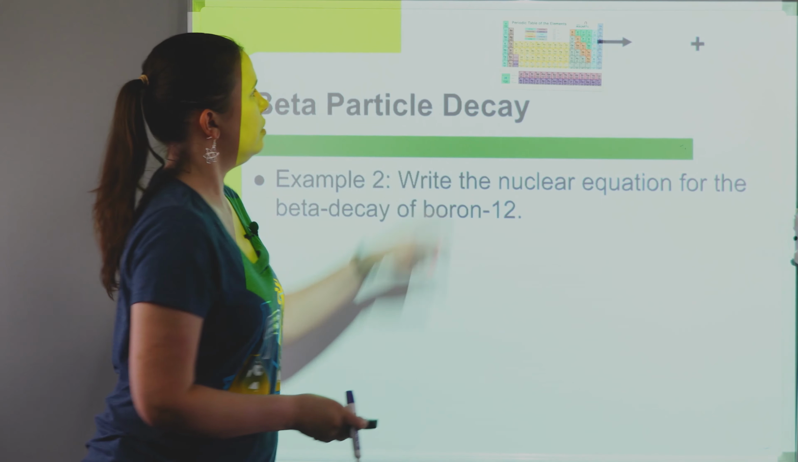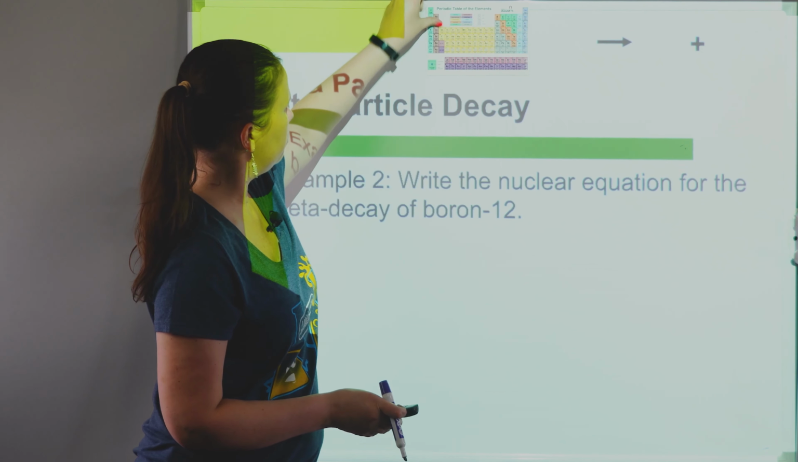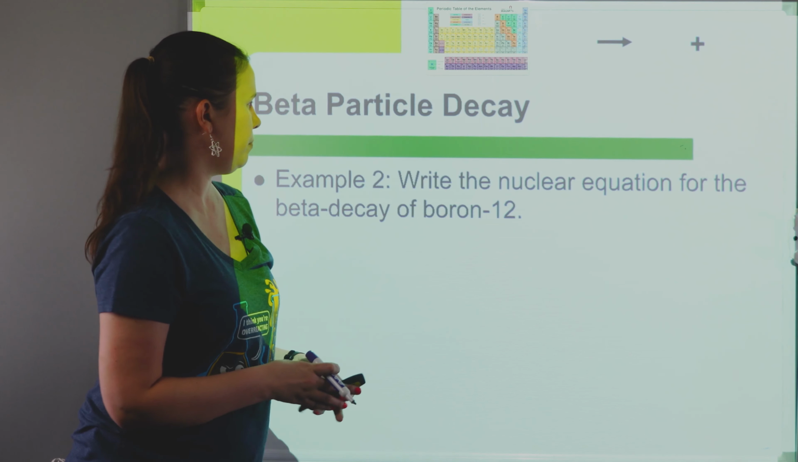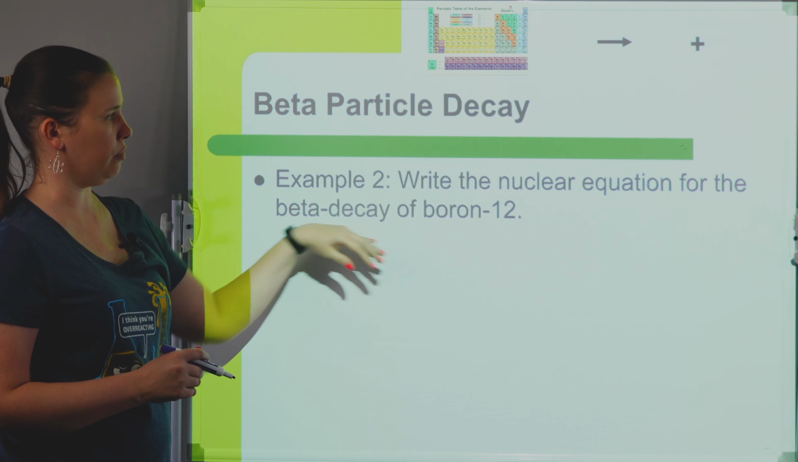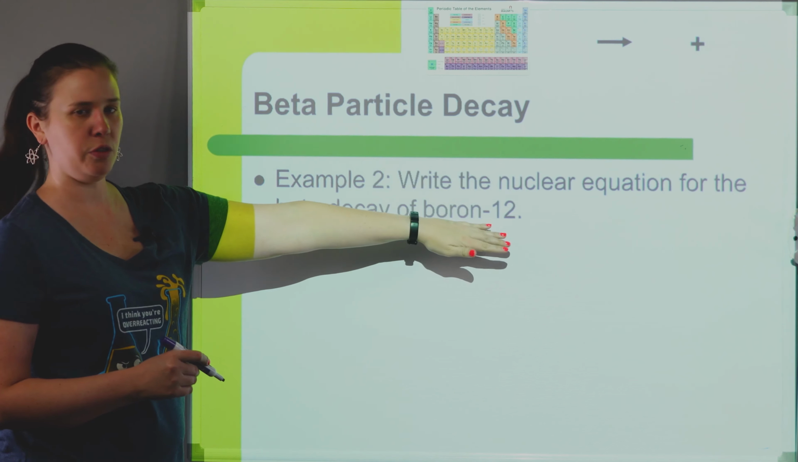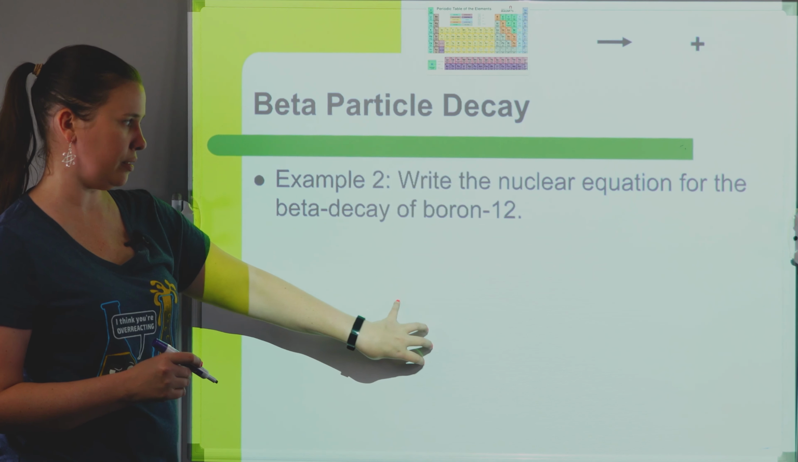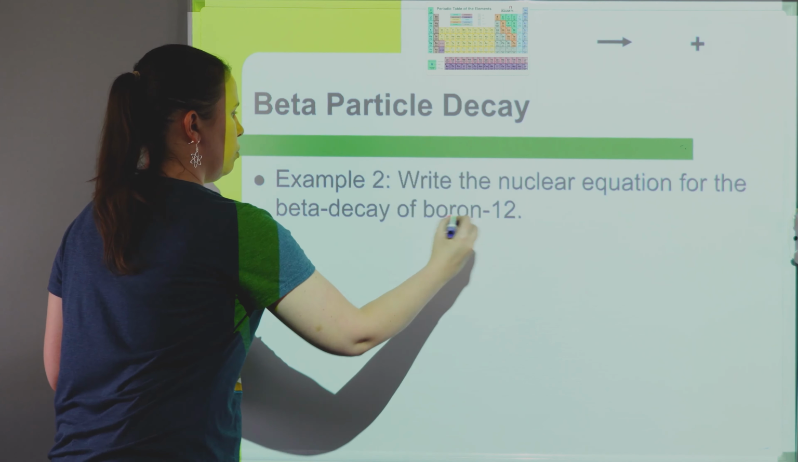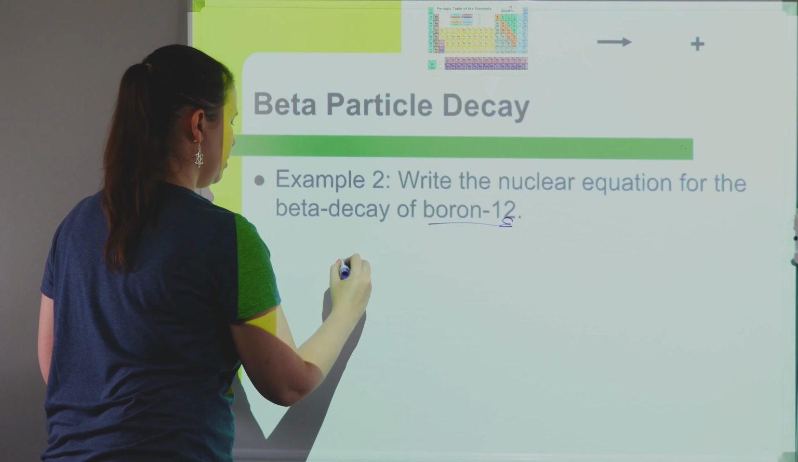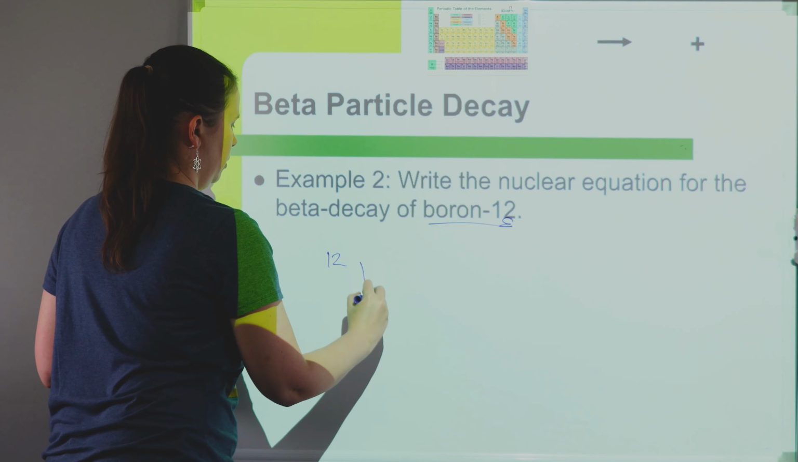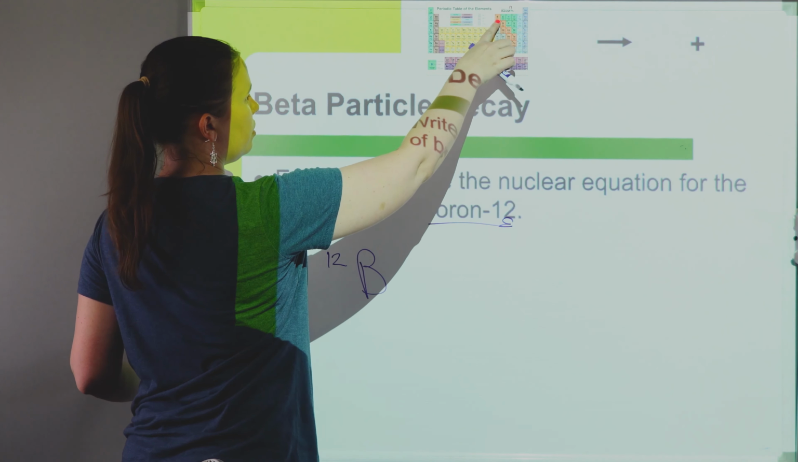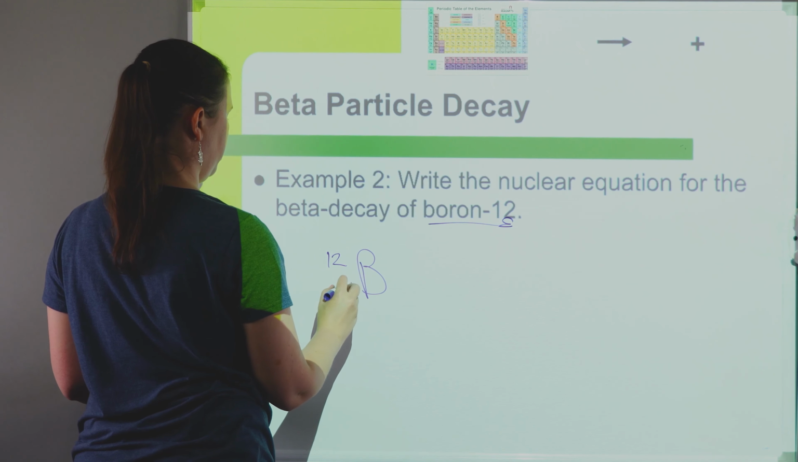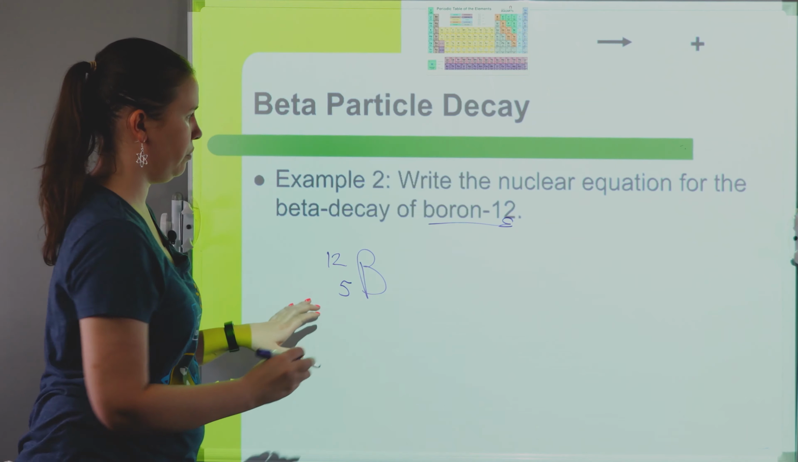All right, let's look at beta decay. So now I have boron-12 going through beta decay. I'm going to start by turning the boron-12 into that chemical symbol. The 12 would be my mass number on top, and I have boron, chemical symbol B, towards the top of the periodic table with an atomic number of 5.